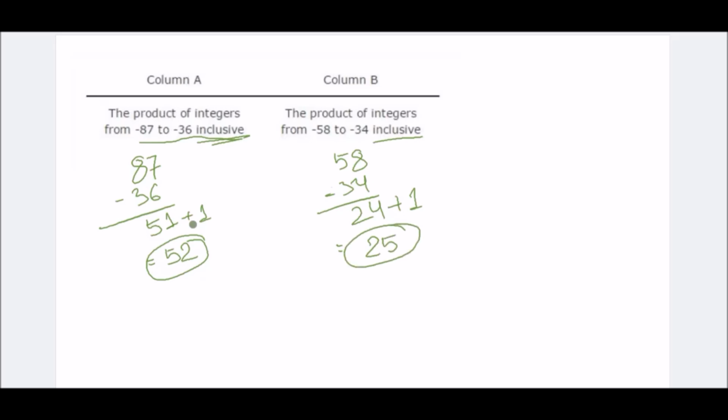And see the question, we have to find the product of the integers, right? So when an even number of negative integers are multiplied, the result will be positive, whatever the value is, because the number of integers is even, 52. And here the number of integers is odd, so whatever the value we get by multiplying the negative integers, it will always be negative. So which one will be greater, positive or negative? Obviously the positive one will be greater, so the answer will be A.